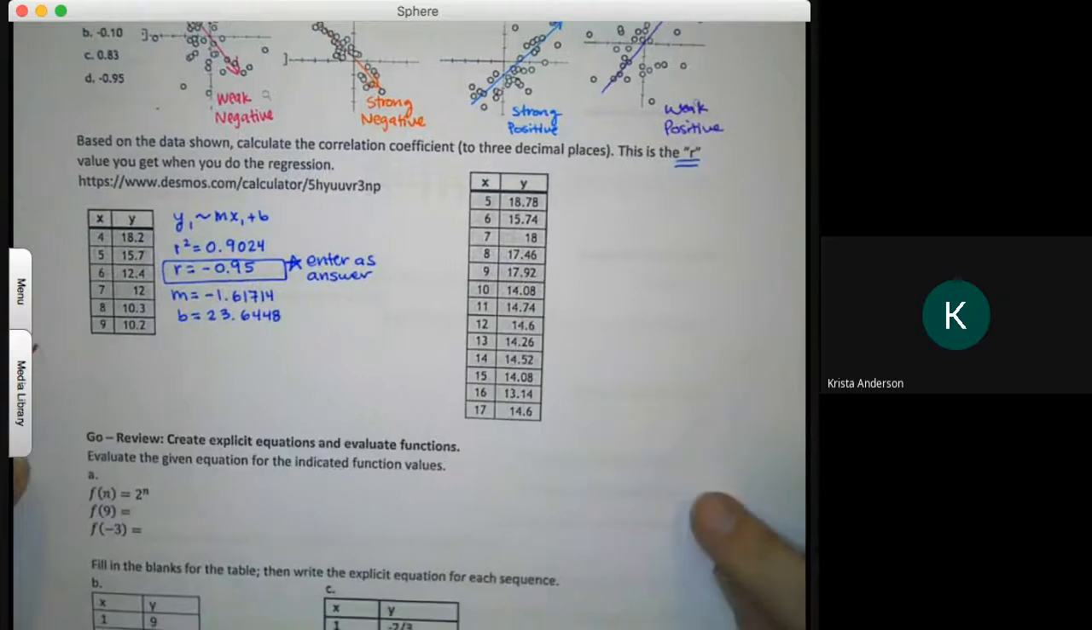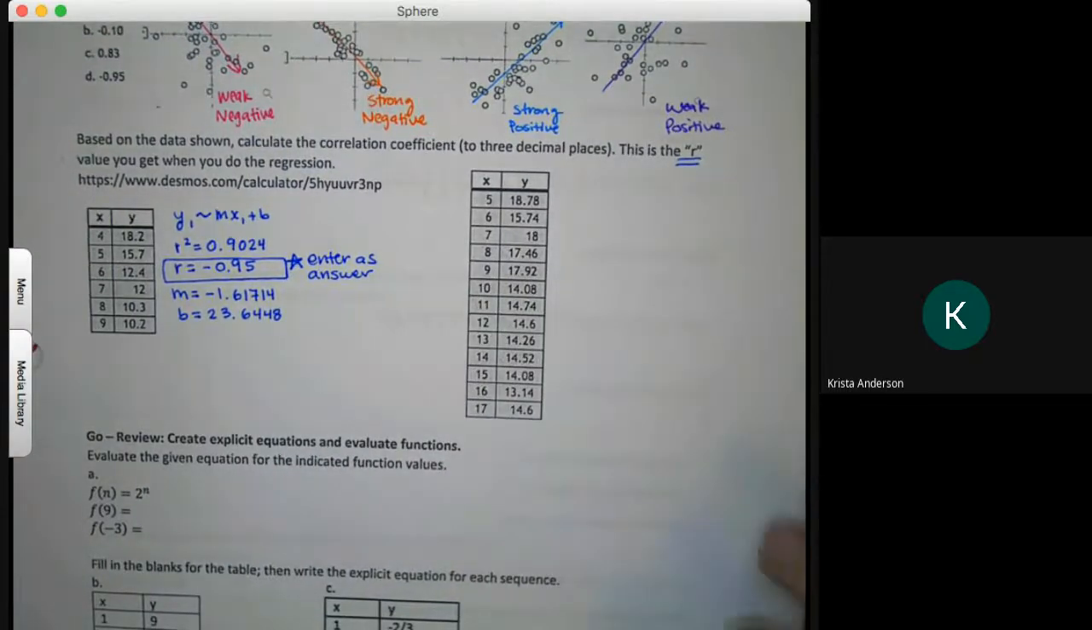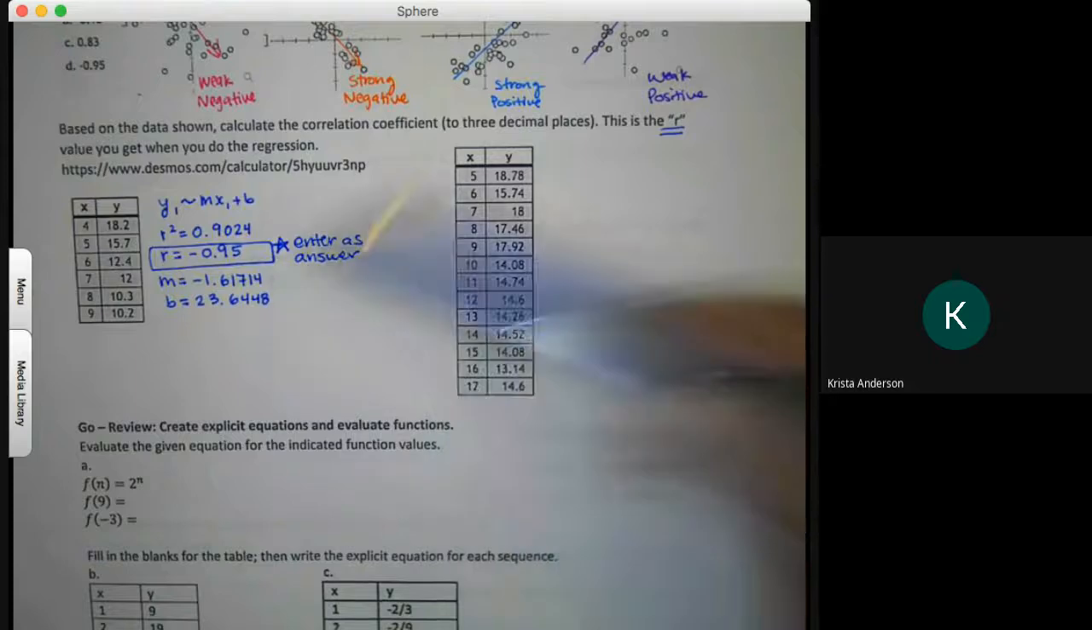Is my data strong or weak? If it's 0.95, strong. I have good data. All my points would be close together. What does negative mean? It's negative. It's going down. Later on, we will use this, but today you don't have to.